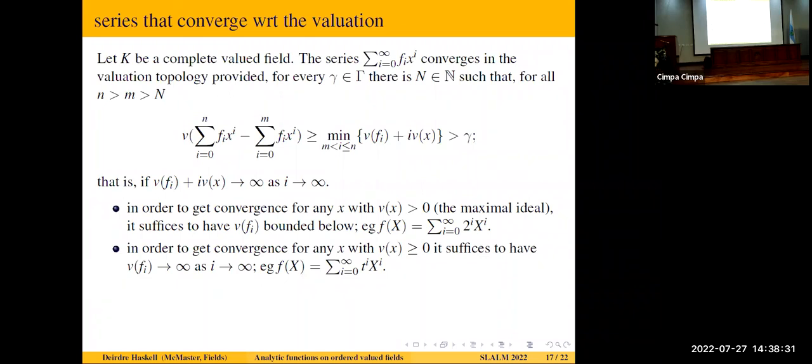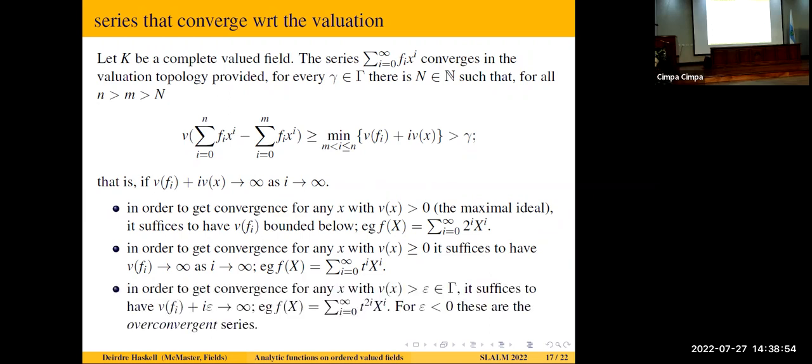Or if I want to get convergence on the valuation ring, valuation of x greater than or equal to 0, these terms are no longer going to infinity, so I just have to make sure that these terms are going to 0. So I can take something like t to the i times x to the i, and that will be a convergence, converge on the valuation ring.